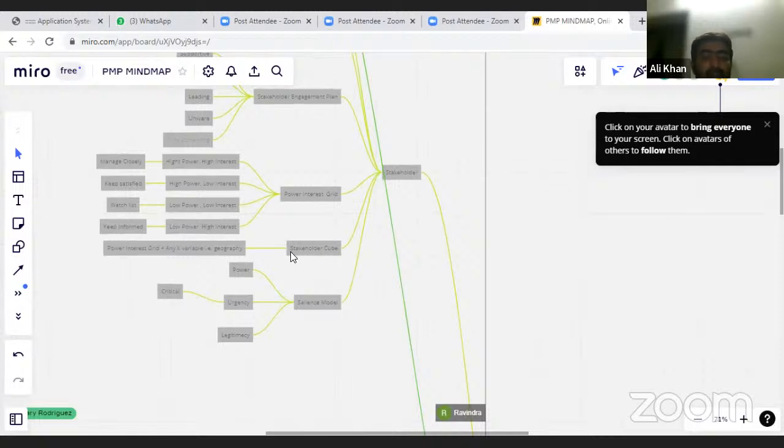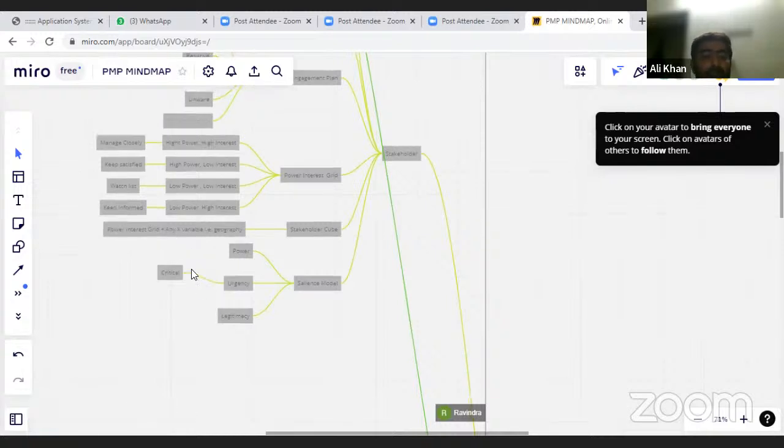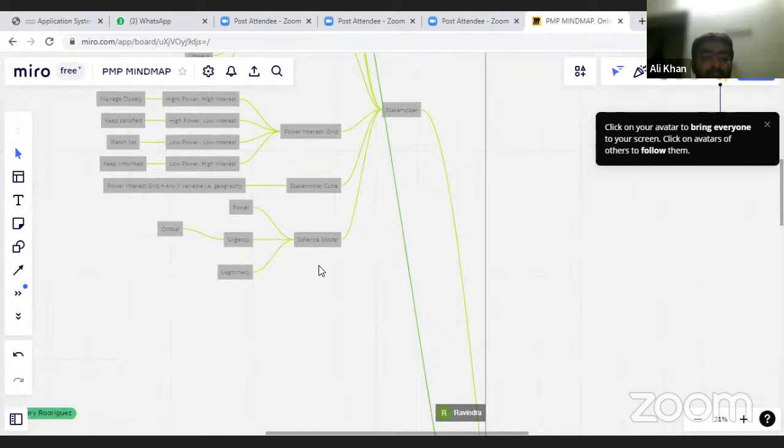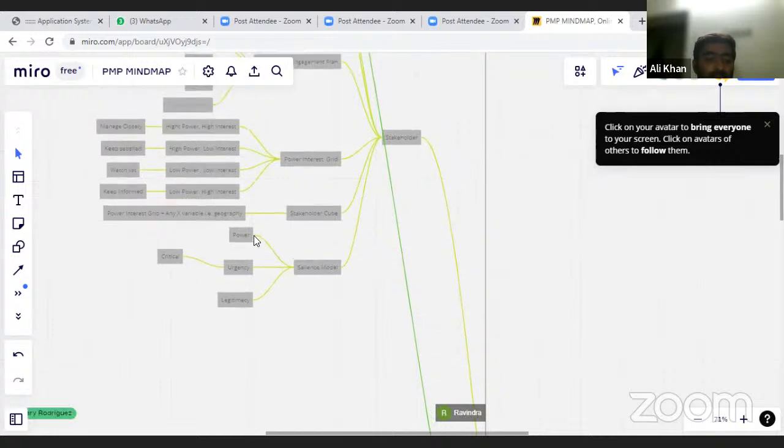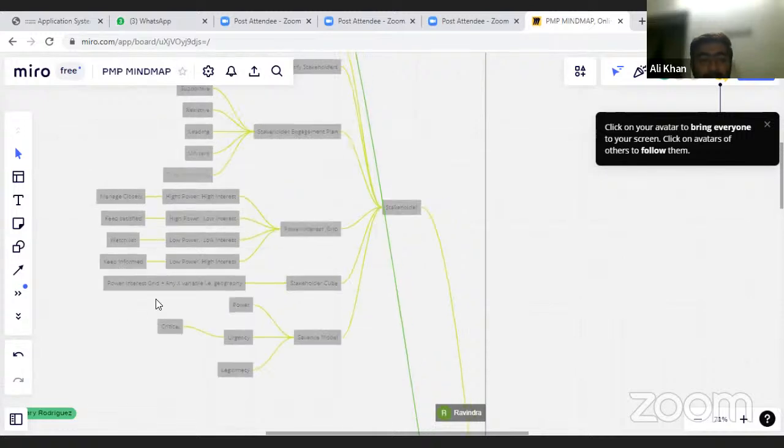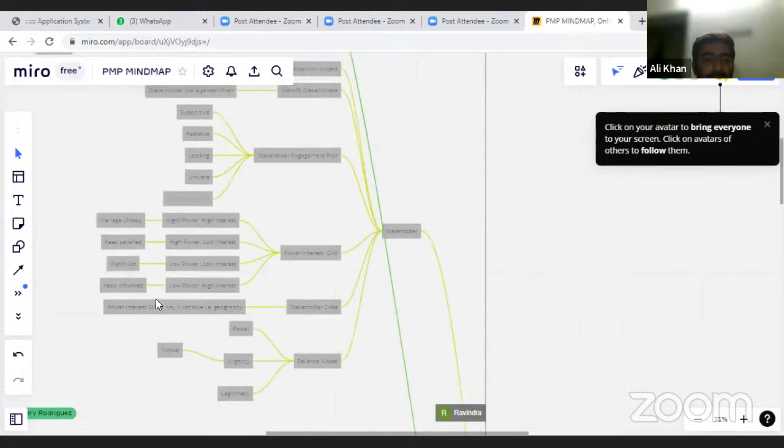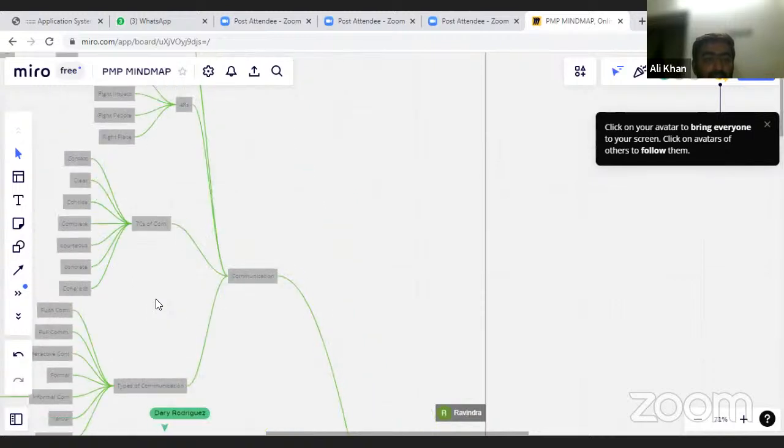Then we have the stakeholders classified according to the stakeholder cube. That is simply the power interest grid plus any X variable that we use to classify, for example, geography. Then we have the salience model. The salience model is based upon power, urgency, legitimacy. That's it. And then we have communication.